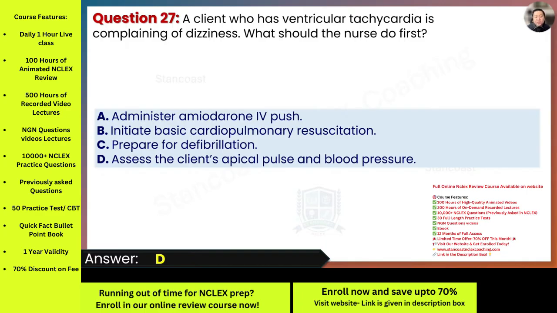Now, the key term for letter D here is dizziness, right? Complaining of dizziness actually suggests that the heart is not pumping enough blood. However, you cannot decide what to do next without knowing if they still have a pulse and whether their blood pressure is low. And so the assessment will help you clarify whether the patient needs CPR or defibrillation or maybe medication or cardioversion.